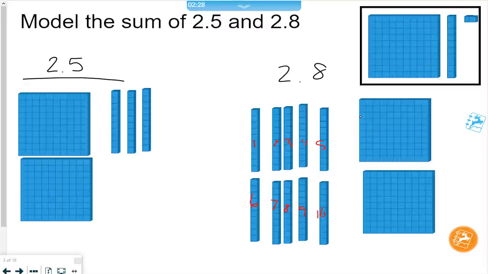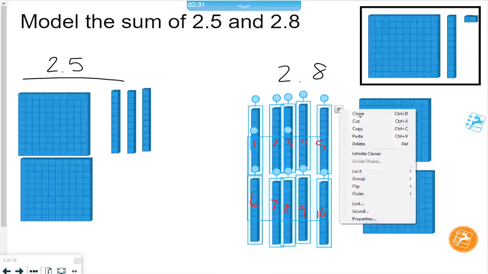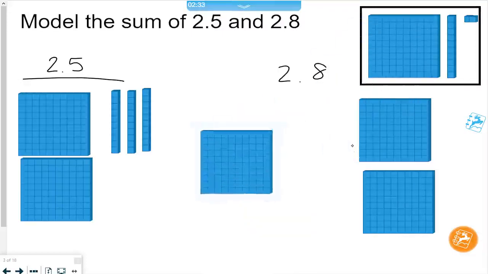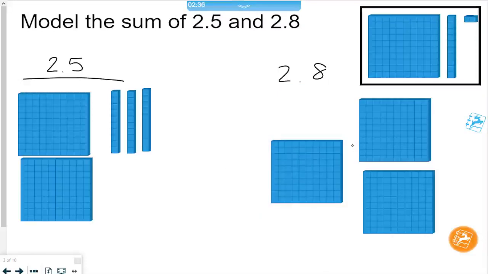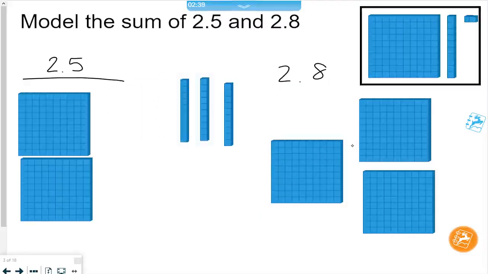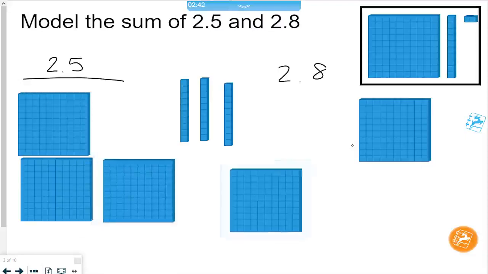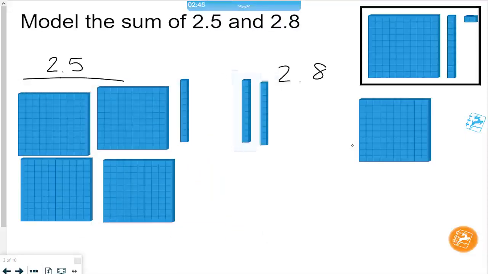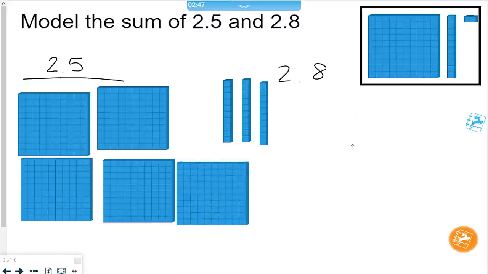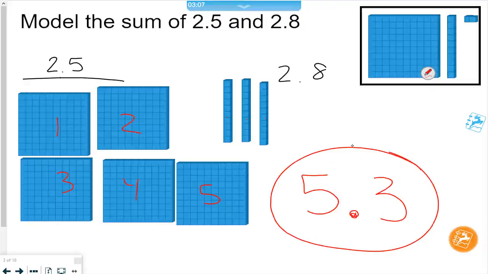So we know that that's a whole. So I'm going to get rid of these guys and turn it into a whole. So now I can add up all of my things. So I'm going to move these over here, my ones over here. So when I look here, I know that I have 1, 2, 3, 4, 5. And I have 1/10, 2/10, 3/10. So my answer to 2 and 5/10 plus 2 and 8/10 is 5 and 3/10.